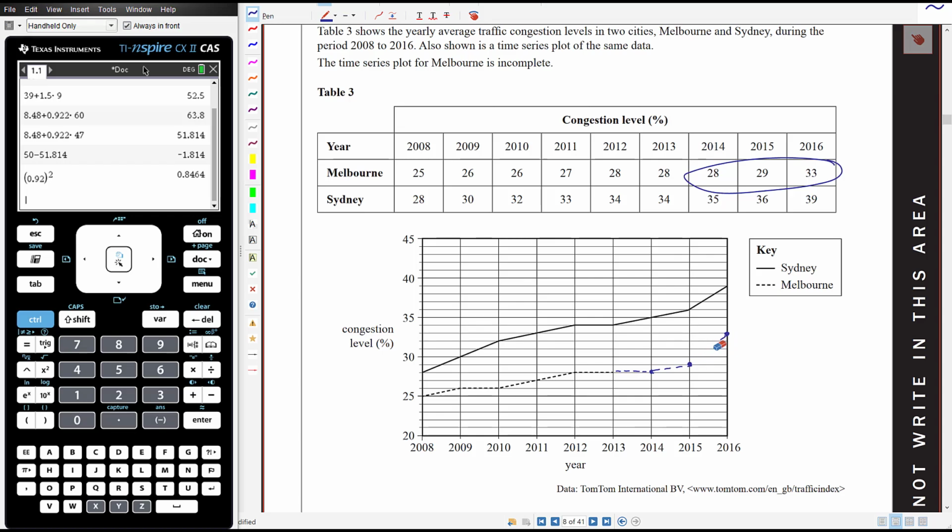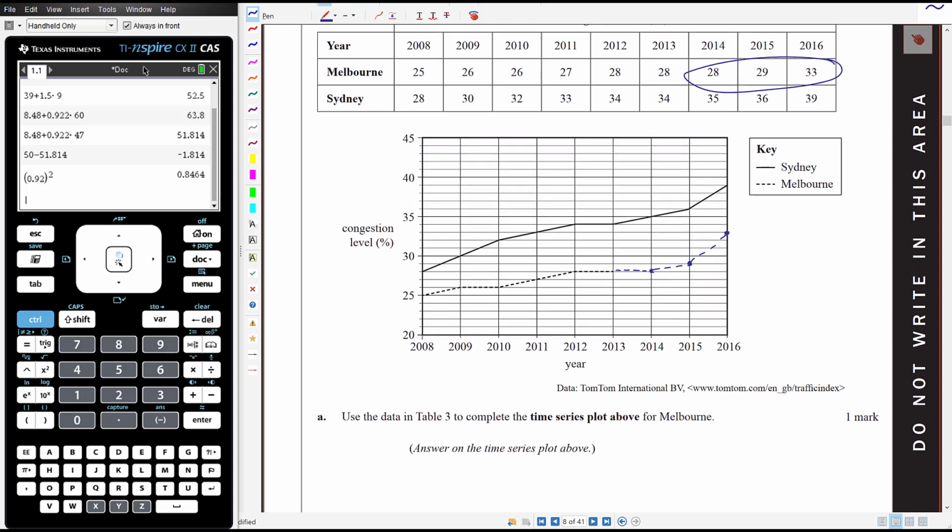Sorry, my computer pen jumped a little there. Let's try and get that a bit straighter. Ideally use a ruler, but complete the plot, making sure that you're actually joining together those points as well.